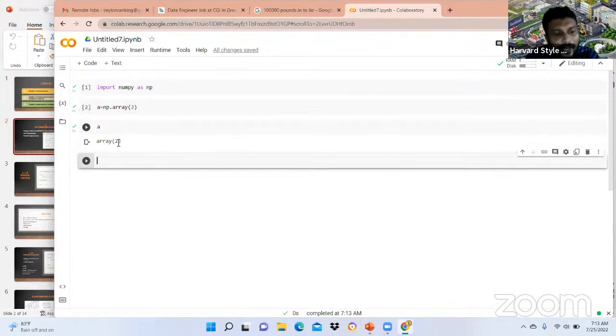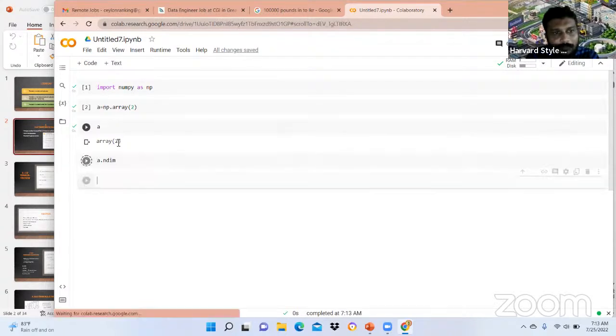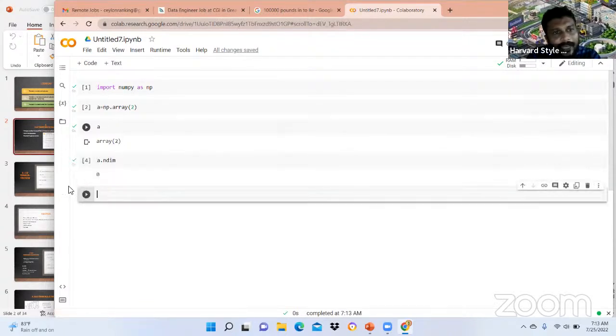Now you can see the ndim of this one. a.ndim means the number of dimensions of this a. Now you know this a is a scalar. A scalar does not have dimensions. That's why you are getting 0. Even though it is a simple thing, guys.